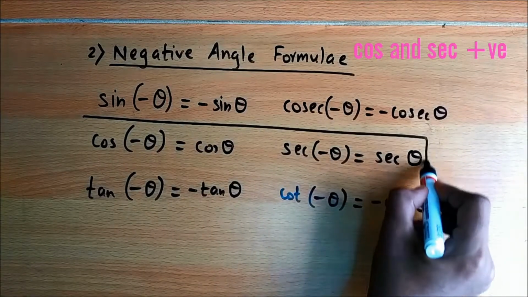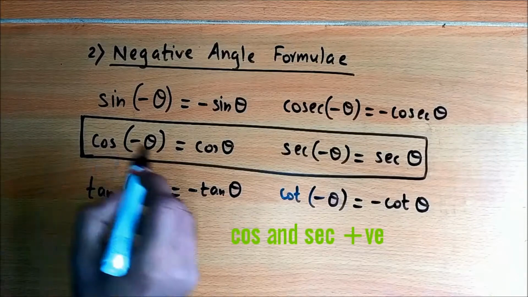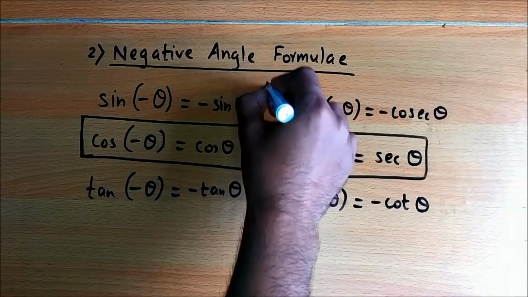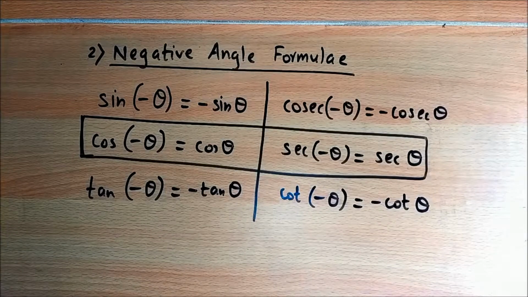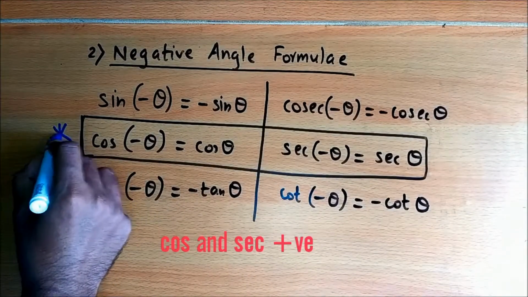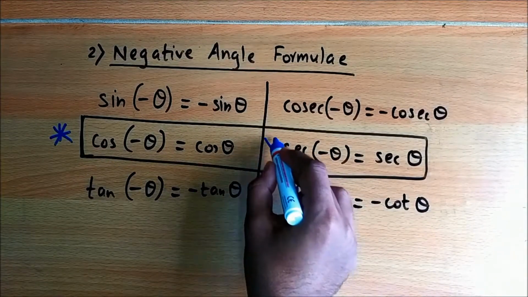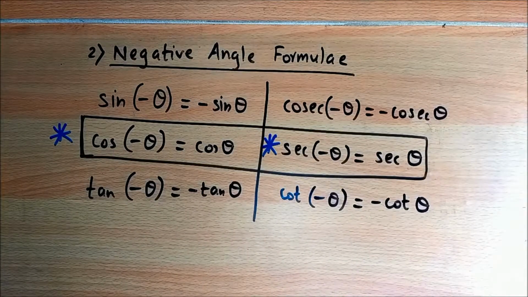Just observe, cos and sec ratios are positive, right? So cos minus theta is cos theta, sec minus theta is sec theta. So 2 positives, cos and sec, rest all negative. So they're not all that difficult. Just remember, cos minus theta is cos theta, sec minus theta is sec theta. Rest all are negative. Easy, aren't they? Yes, wait for the second part.